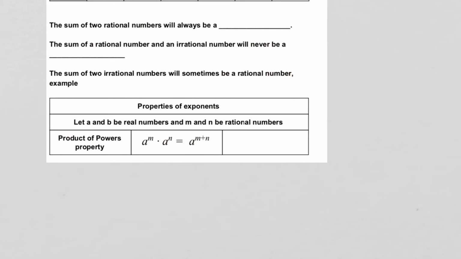Now in this section, the sum of two rational numbers will always be a rational number. But the sum of a rational number and an irrational number will never be a rational number. And let's do an example, right? 2 is rational and 4 is rational, and they equal another rational number that is 6. However, 2 is rational, but pi is irrational, and this will never be a rational number.